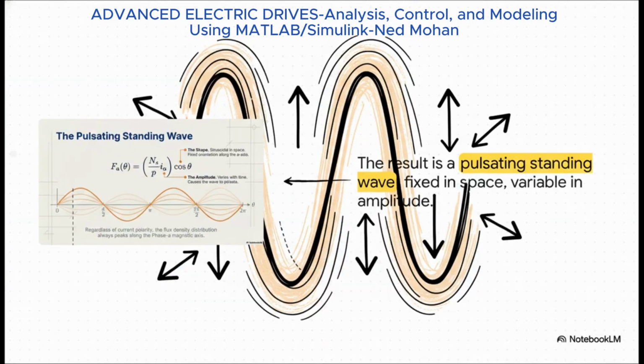So what did we just create? We've made what's called a pulsating standing wave. Imagine a guitar string vibrating up and down. Its shape is fixed, right? But the intensity of that vibration changes. That is exactly what's happening here with our magnetic field. Its cosine shape is locked in space, always peaking right along the phase magnetic axis. But its strength just pulses up and down with the AC current.